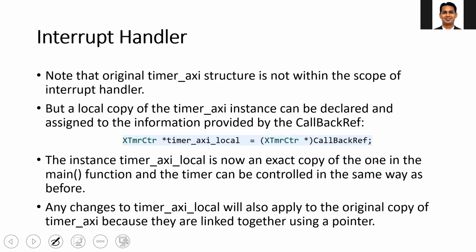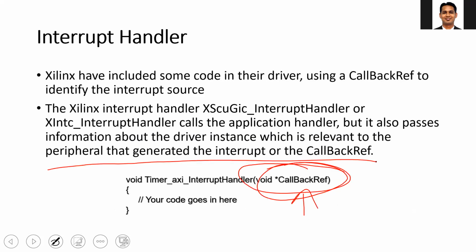This is why this is needed. You can see why I need to pass this value. Can't I use my original structure which I have defined for the timer? But you need to understand that the original structure which you have defined for the timer is in the main code, which is outside the scope of this handler. The handler is a separate function.